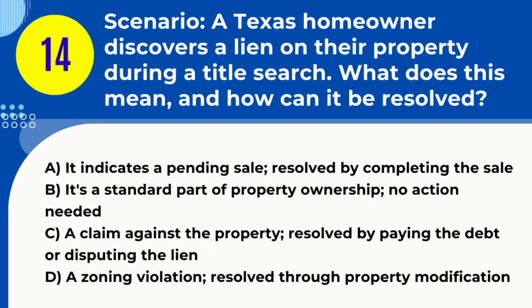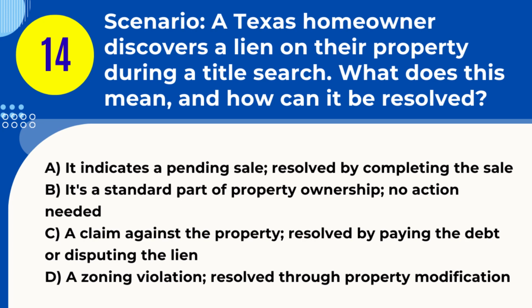Question 14. Scenario. A Texas homeowner discovers a lien on their property during a title search. What does this mean, and how can it be resolved? A. It indicates a pending sale, resolved by completing the sale. B. It's a standard part of property ownership. No action needed. C. A claim against the property, resolved by paying the debt or disputing the lien. D. A zoning violation, resolved through property modification.